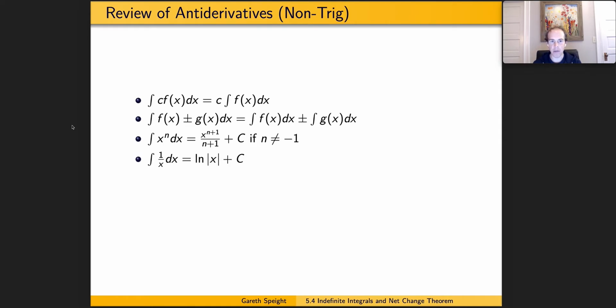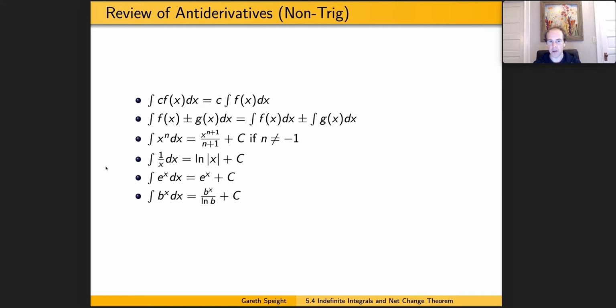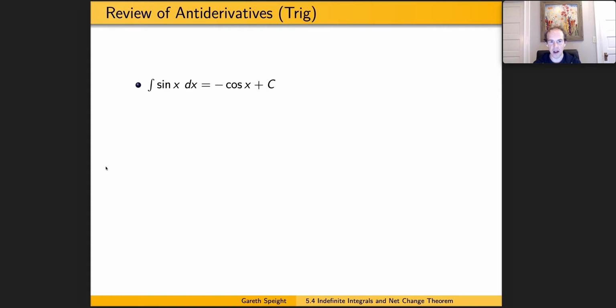If n is minus 1, then we have the integral of 1 over x. The antiderivative of 1 over x is ln absolute value x plus c. Here, be careful. The most general thing to do is to write ln absolute value x. ln x only works if we already know that x is positive. The integral of e to the x is e to the x plus c. The integral of b to the x is b to the x over ln b, plus c. You can pause the video if you need a second to have a look at these.